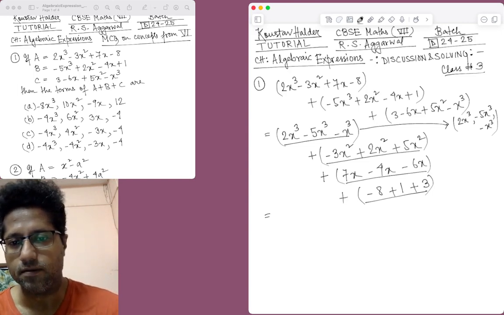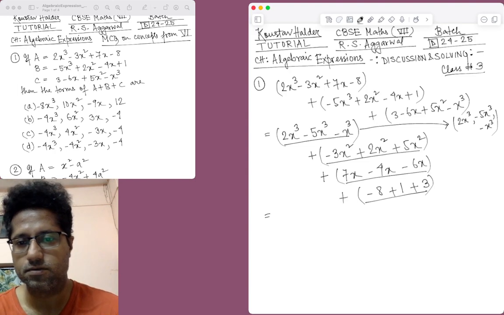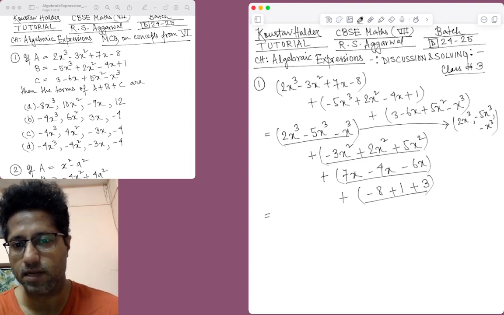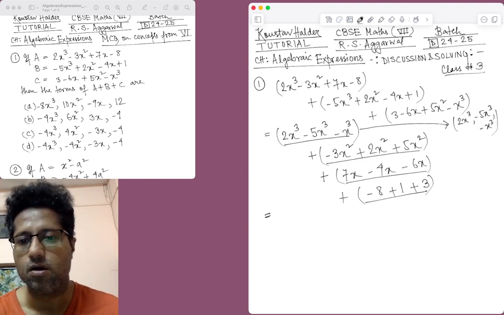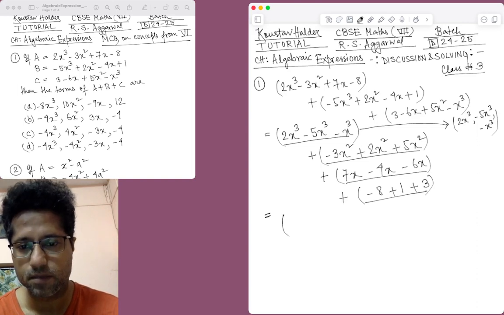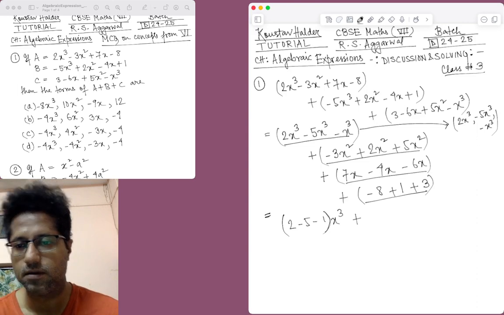Now if I add the like terms, 2x cube minus 5x cube minus x cube, how do I do that? I will add their coefficients, the coefficients of all the like terms. So this is 2 minus 5 minus 1, and then the literal coefficient of the like term, that is x cube. Similarly, I will do for the other like terms.